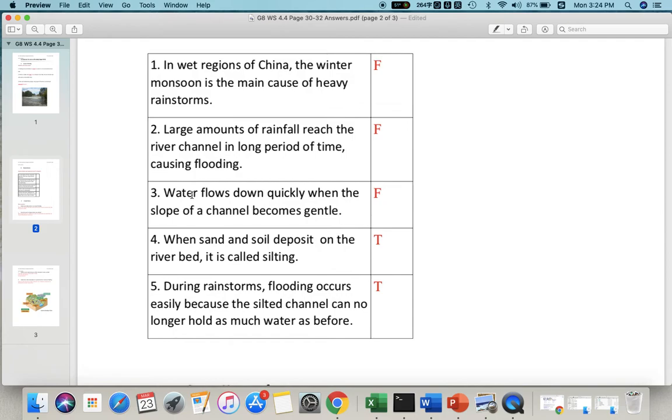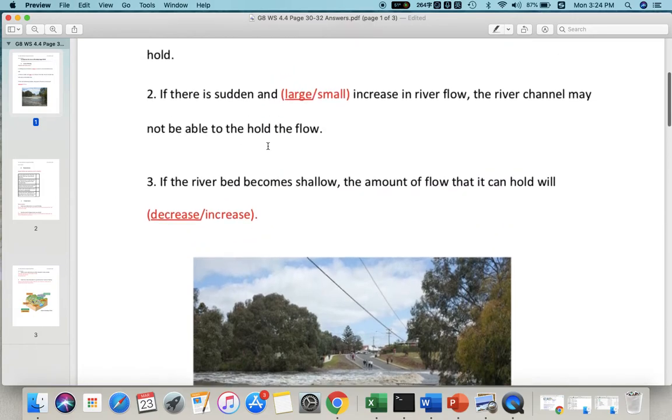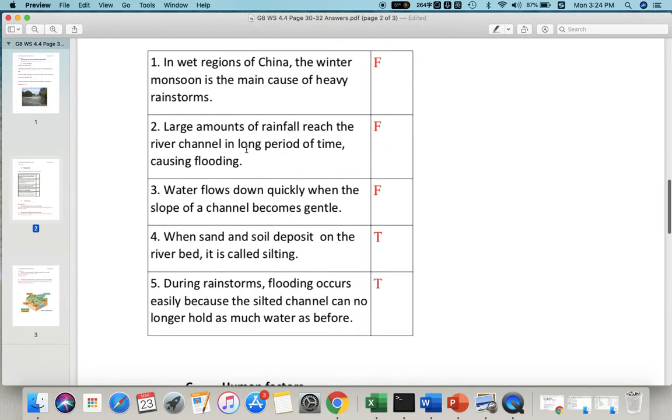Number two, large amount of rainfall reached the river channel in a long period of time, causing flooding. Why is it wrong? You can also refer back to point A of the physical factor on page 30. The large amount of rainwater reached the river channel is actually, if it is within a very short period of time, then it will cause flooding. This is the same concept as the circle in question here. Okay, a sudden large amount increase. So sudden means a short period of time but not a long period of time.